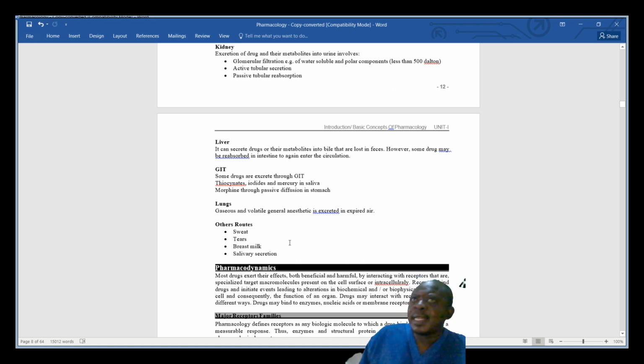So when the mother is taking Piriton, that Piriton can be eliminated in the breast. So the baby also gets affected by the Piriton that the mother has taken because it is being passed out through the breast milk. Salivary secretion too, so through saliva, drugs can also be eliminated. With breast milk, please, you have to be careful. Let's say you're taking tetracycline as a breastfeeding mother, it can be eliminated into the breast milk and affect the baby's dentition in future.